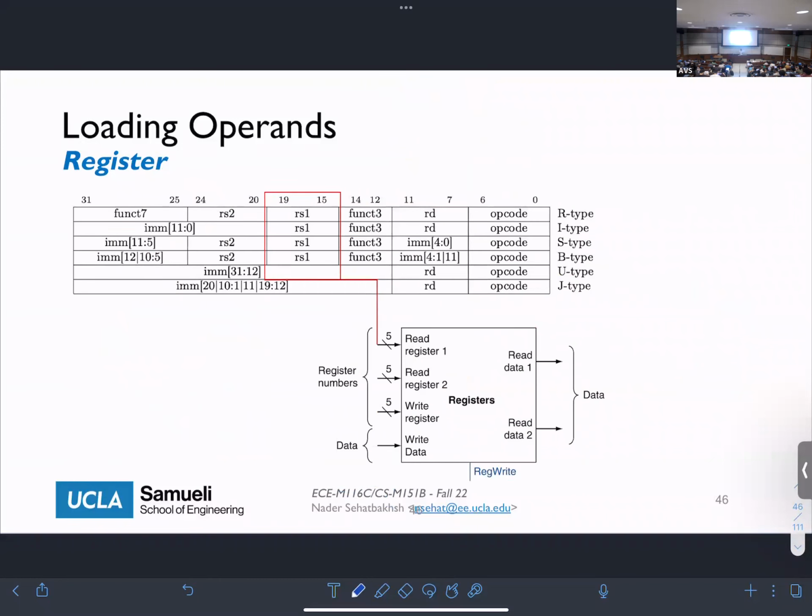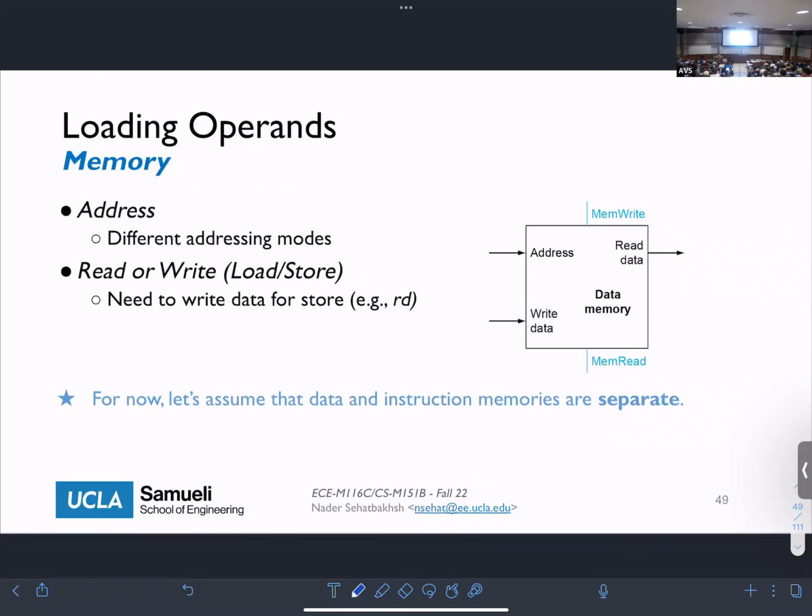So where do we get these RS1 and RS2 and so on? Again, if you go back to the instructions, you see some of the bits in that instruction are RS1 and RS2 and RD and so on and so forth, right? We just need to get the instruction and wire it correctly to get those bits that we want for RS1, for RS2, for RD, and so on, okay? So this is for RS1, this is for RS2, and this is for RD, okay?